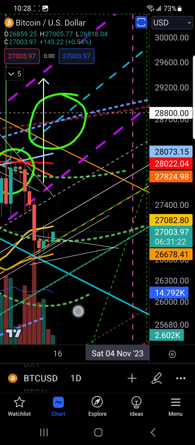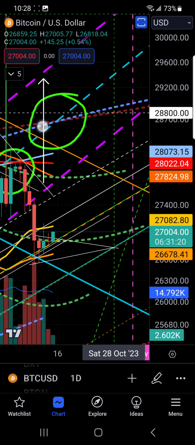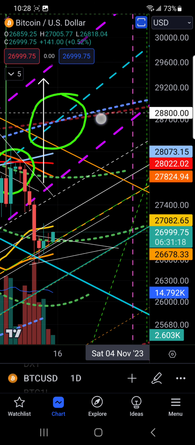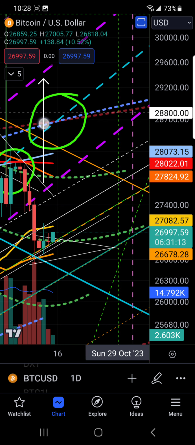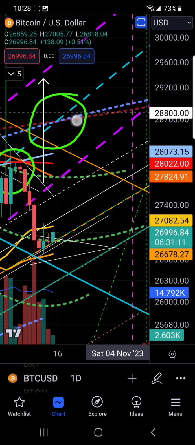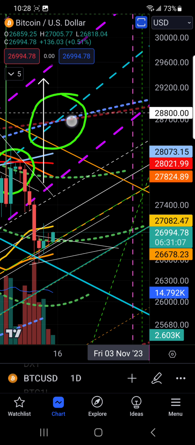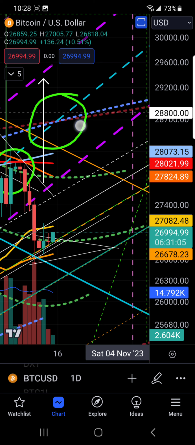Now, this red line up here represents the top of the weekly Gaussian channel. So the top of the daily, the top of the 5 day and the weekly Gaussian channel are crossing right here.